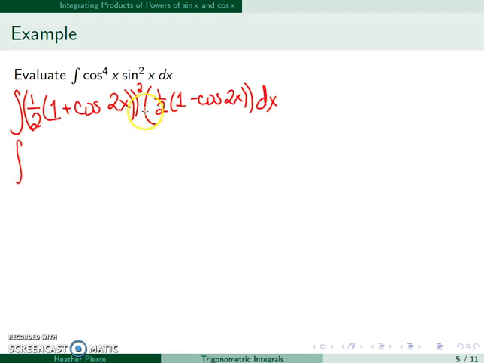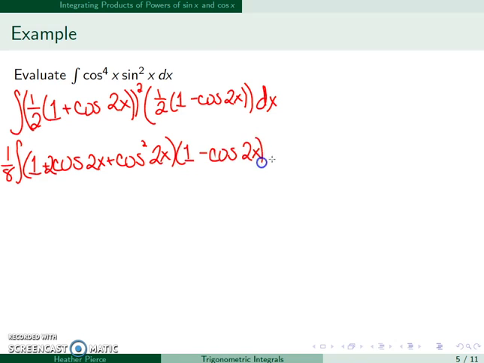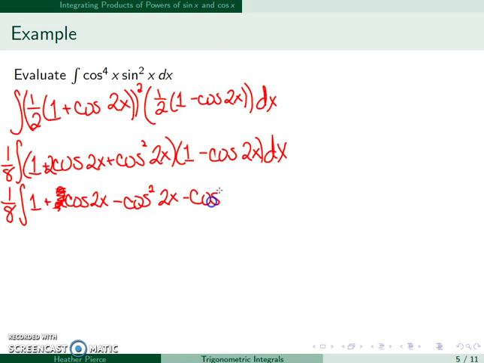So I'm going to go ahead and pull out, this is a 1/4 and a 1/2, so 1/8. When I square this term, I get 1 plus 2 cosine 2x plus cosine squared 2x, times 1 minus cosine 2x dx. Once we multiply these terms out, I get 1/8 times the integral of 1 plus 2 cosine 2x, plus cosine 2x, minus cosine squared 2x, minus cosine cubed 2x dx.